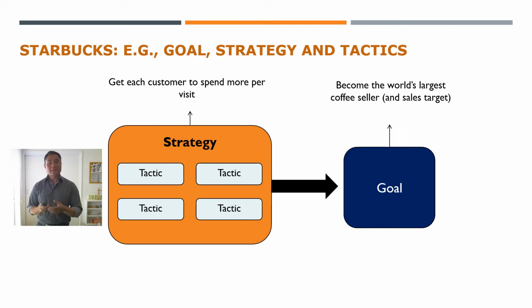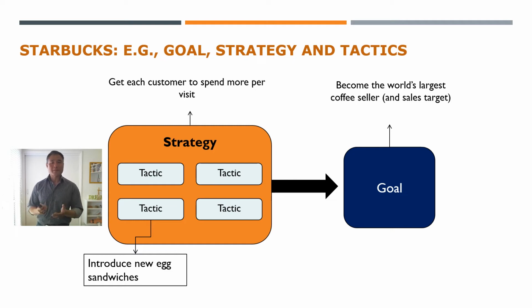The tactics then, the things the business will execute given their limited resources, might be, okay, we've got budget set aside to research and develop some new egg sandwiches. Maybe we'll invest a little bit in market research, figure out if people like that, and if they do, we can invest and develop this new product. So this is a tactic that you can use to achieve that goal, which is to become the world's largest coffee seller by increasing your sales target, and you're doing that by getting people to spend more every time they step foot into one of your retail stores.